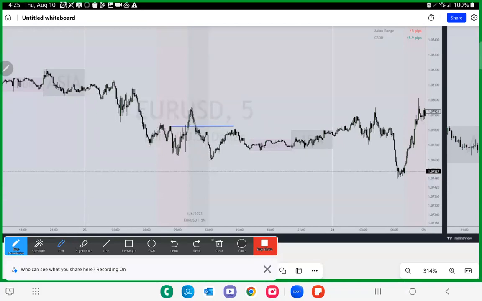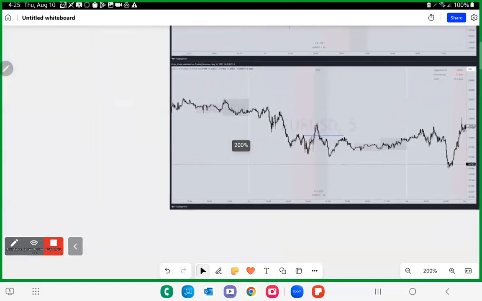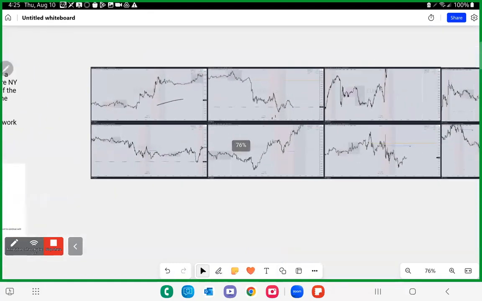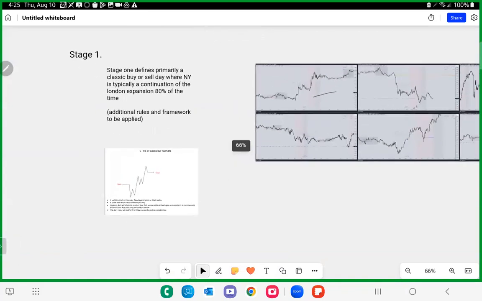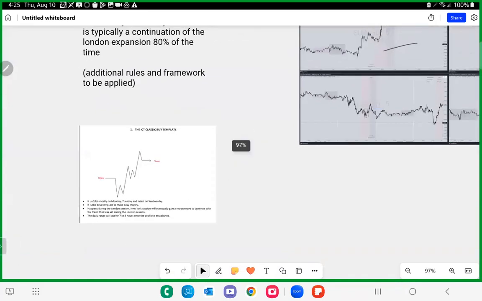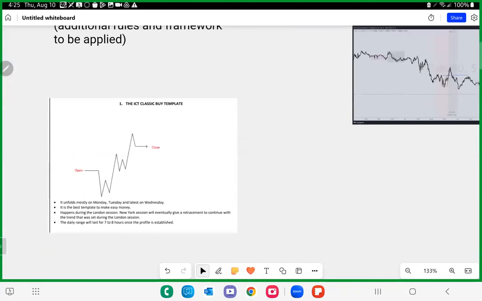premium and discount, right? We look for our arrays, right? We could just say this is our mitigation block. Failure swing here in displacement. Price trades into the mitigation block. It engineers short-term highs, neutralizes short-term highs, expands lower. Right? So that's it for stage one, right? Remember, it's just all surface level. That's it for stage one. As mentioned, it's basically just a classic buy day or classic sell day.